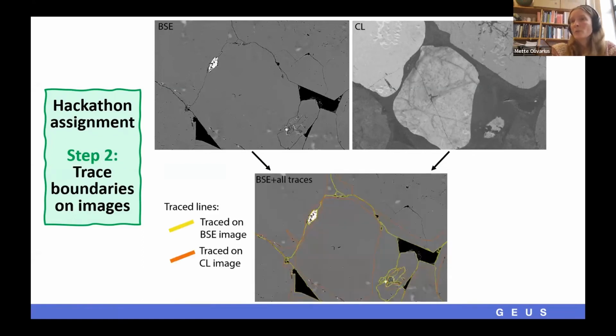So for step 2, you trace the boundaries on the images and find a way to do this automatically. And here we have done it by hand just to show you what we mean. So here you can see traced on the CL image the original quartz grain, and what has been traced on the BSE image is the quartz overgrowth.